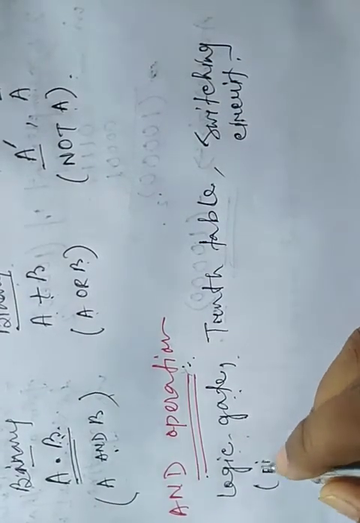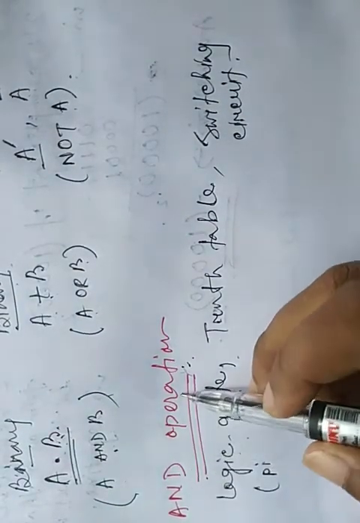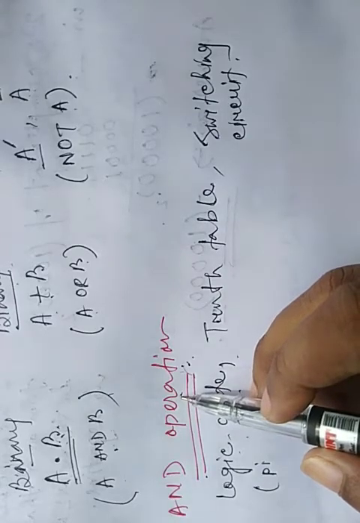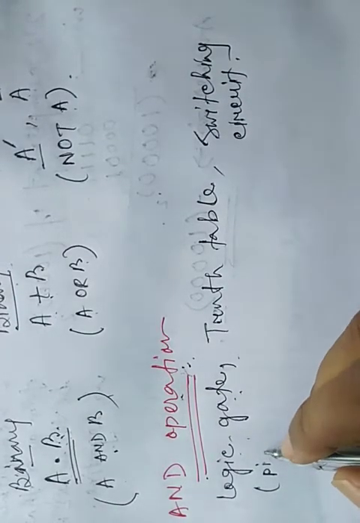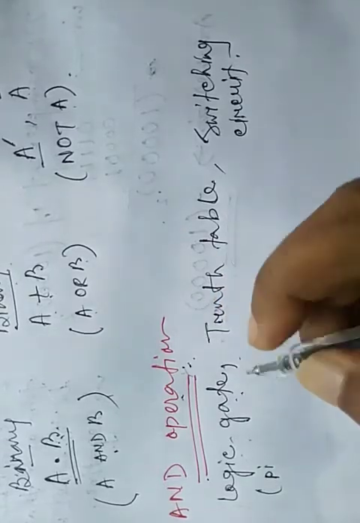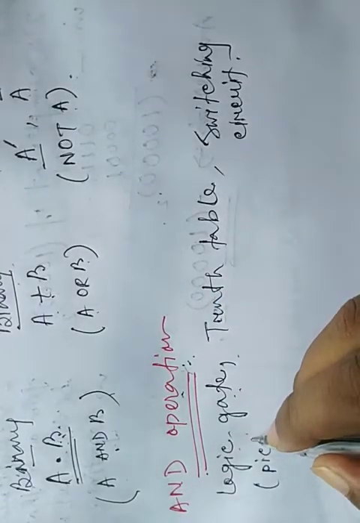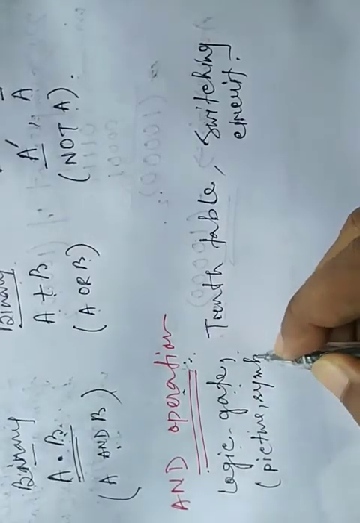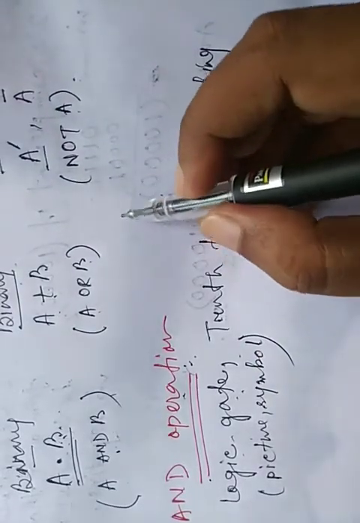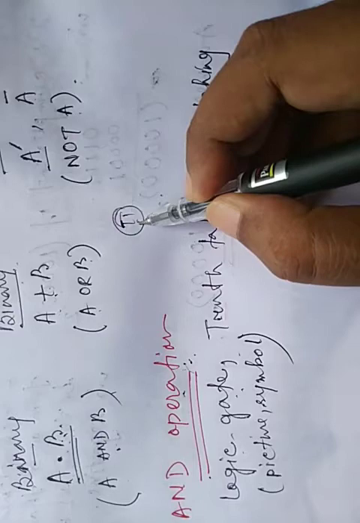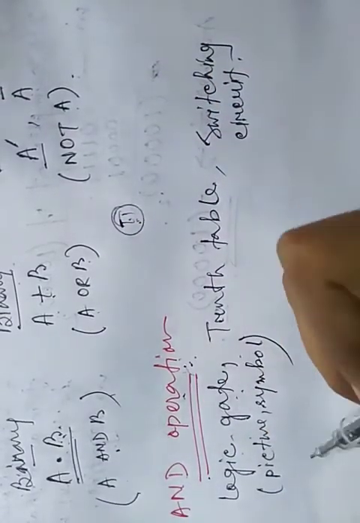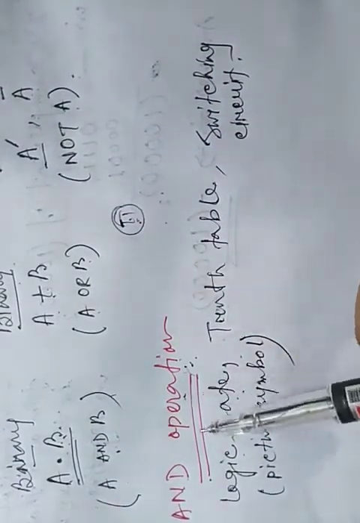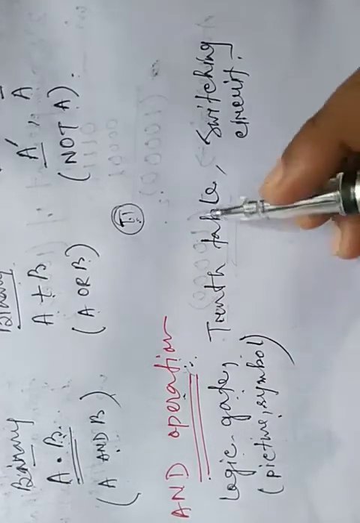What is logic gate? Logic gate is a pictorial representation, how the gates are shown in our picture, in our practical work. It is a picture, or we can say a symbol. What is a symbol? We know that pi is a symbol for pi. So for every Boolean operation, we use some symbol, that is a picture or symbol.